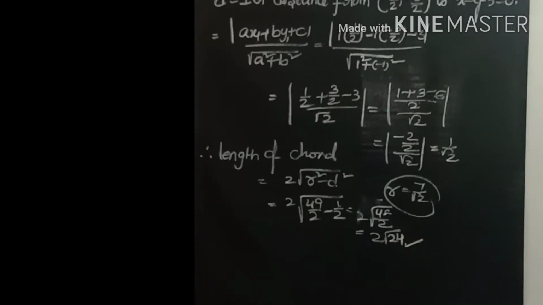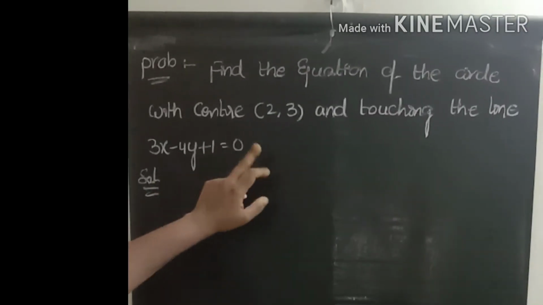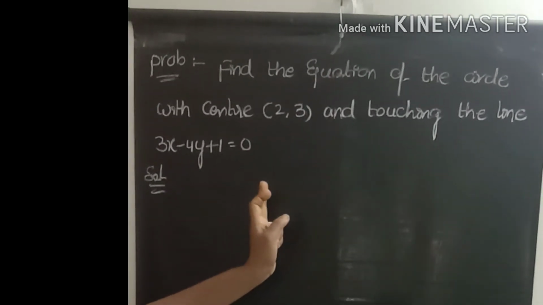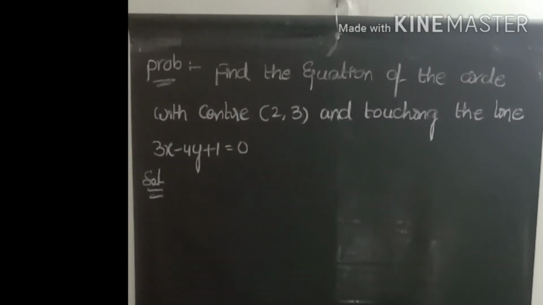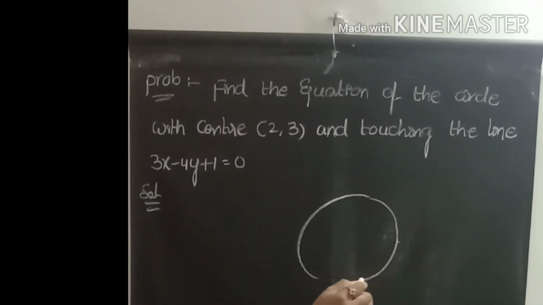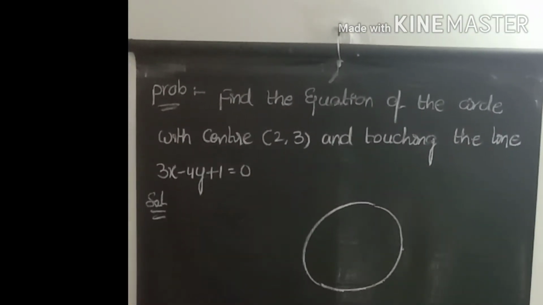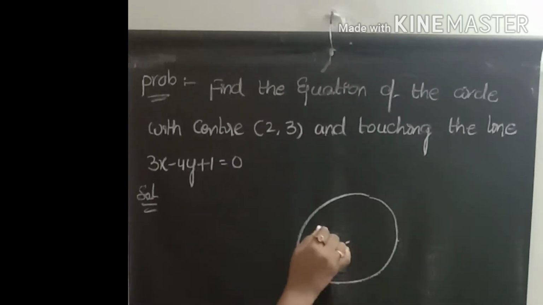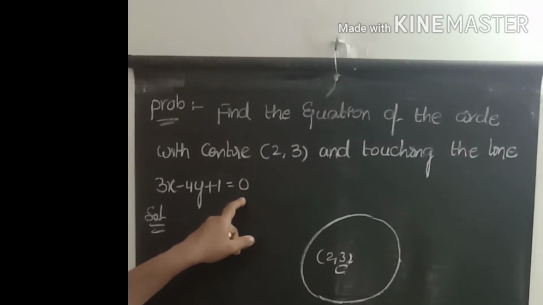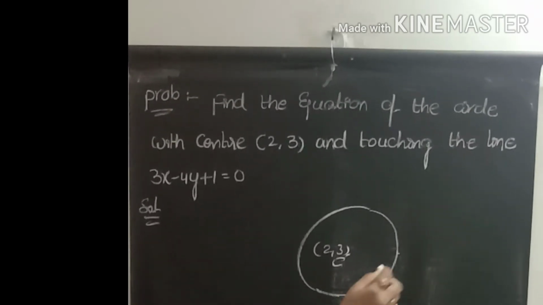That is the answer. Problem: find the equation of the circle with center 2, 3 and touching the line 3x minus 4y plus 1 is equal to 0. So we have to find the equation of the circle. Suppose this is the circle. Given that center C is equal to 2, 3, and the circle touches the line 3x minus 4y plus 1 is equal to 0.